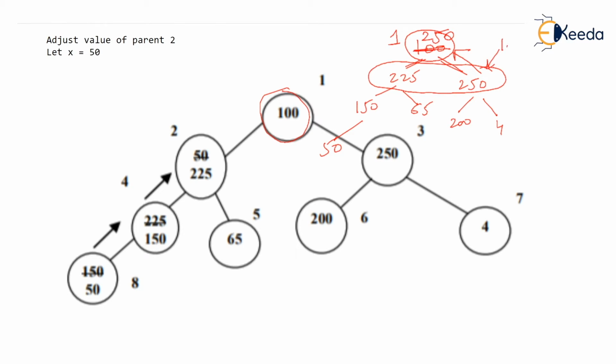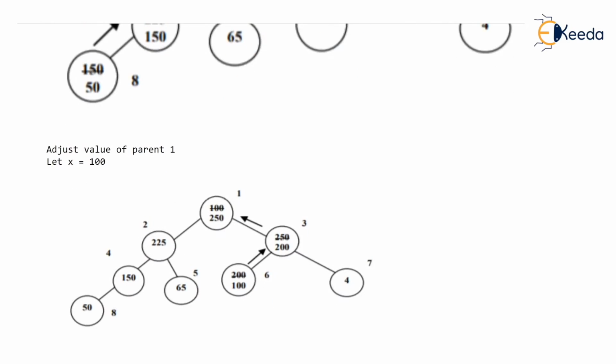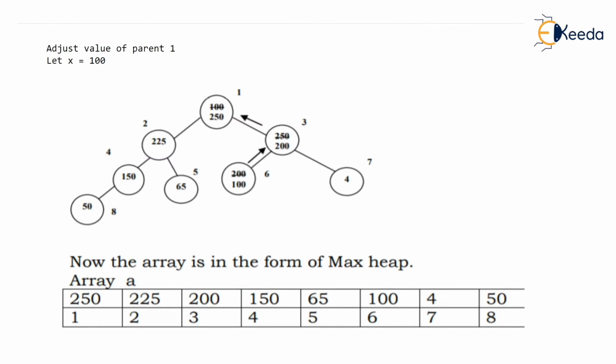But wait. Before you put 100 at the place of 250, just check the two children of 250. And you see, oh good lord, how can 100 get settled here at this 250 place? Because 200 is greater than 100. So 200 should occupy the place of 250. And finally 100 can settle down at the bottom here. That is what has been explained in this diagram where we are adjusting parent number 1.